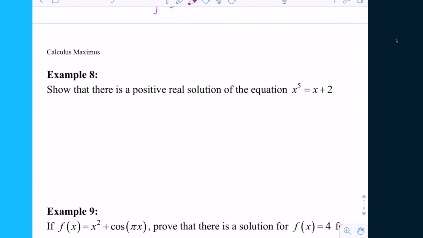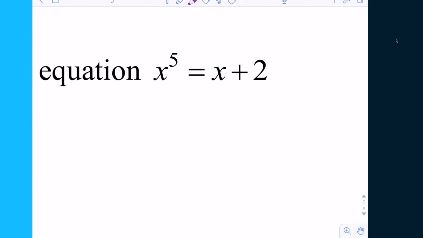You'll have one like this on the worksheet. It says, show that there's a positive real solution to this equation. Now, the first way to show that there's a positive real solution is to actually find it, right? And put it in your hand and pass it around and say, here's the positive real solution. And most people are going to be like, seeing's believing. There it is. Hey, you proved it to me. I see it. Does anyone know offhand what value of x makes that true?